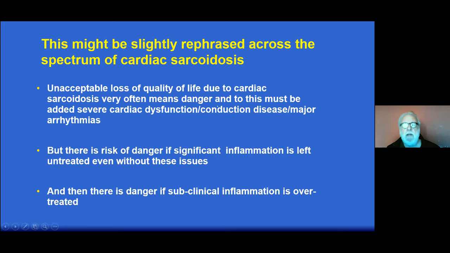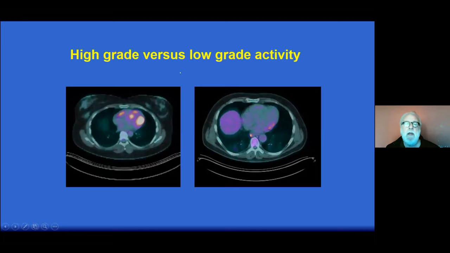But there's also a risk of danger if you have very major inflammation and you leave it untreated. All right, it's not dangerous at this moment, but it will lead to damage and the complications I've mentioned. And then there's danger if subclinical inflammation is overtreated. So there's danger also with overtreatment. Now, I'm going to say that PET and its signal of active sarcoid is the single greatest determinant of how we proceed. But I'm also going to say and show the many other things that have to be considered. This is a contrast. A picture is worth a thousand words. This patient has intense activity. This patient has low-grade inflammation.